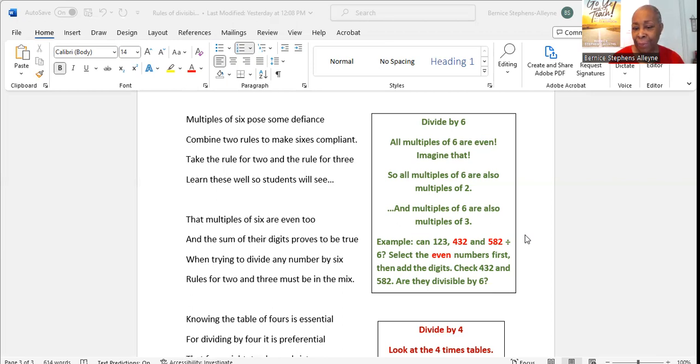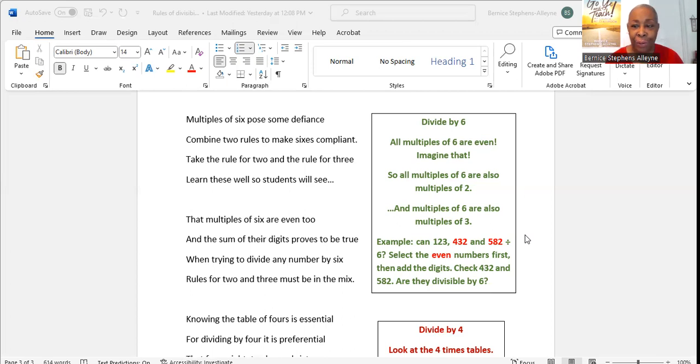So I've got some examples. Can 123 divide by 6? I can say no right away because it's not an even number. Throw it out. Can 432 and 582 divide by 6? Maybe, because they passed the first test, they can divide by 2. So let's add the digits. 4 and 3, 7 and 2, 9. That works. 8 and 5, 13 and 2, 15. That works. So they're both divisible by 6.